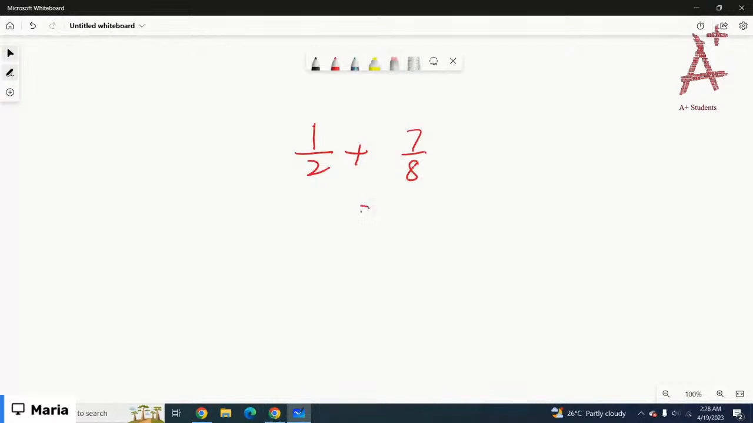You have to make their denominator same. So it would be 4 times 1 is 4 and 4 times 2 is 8. You have to add them.